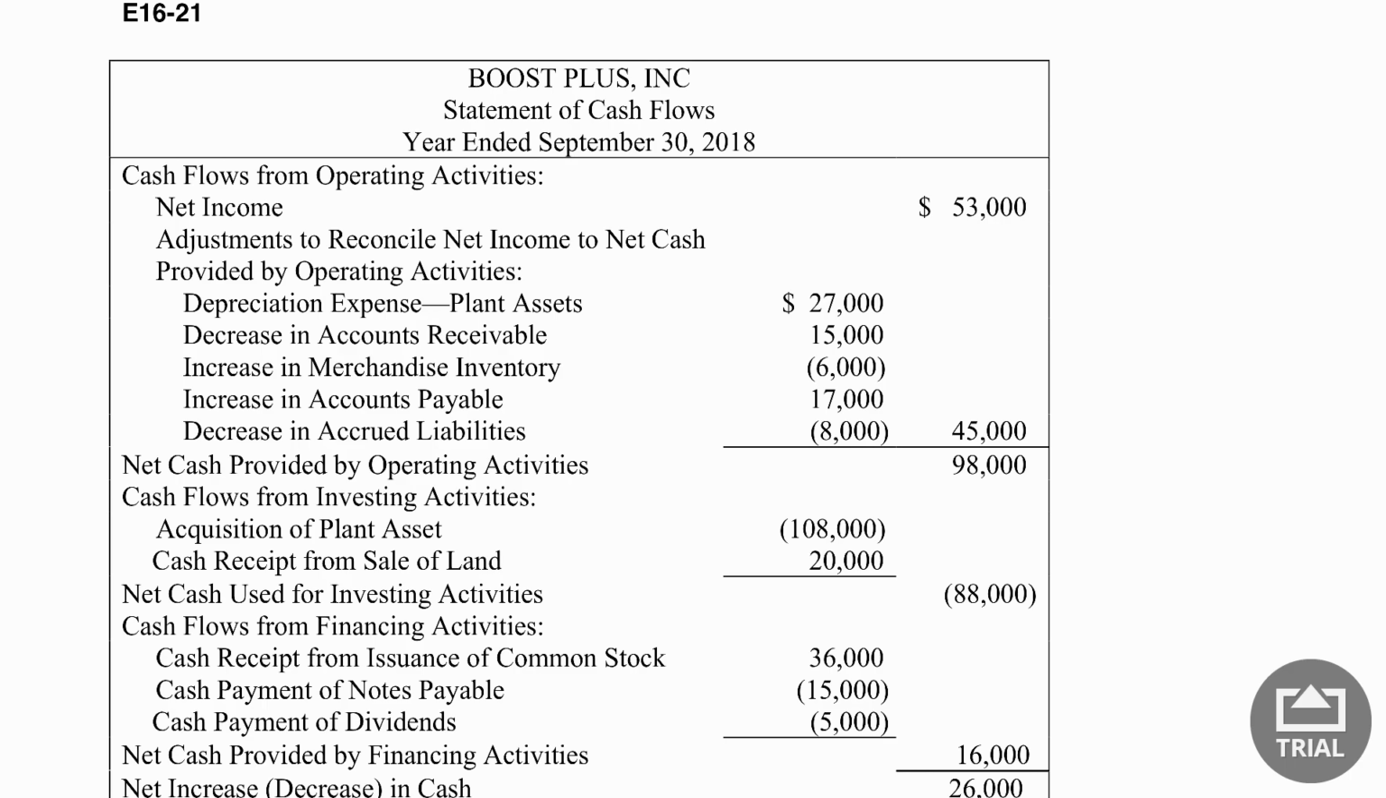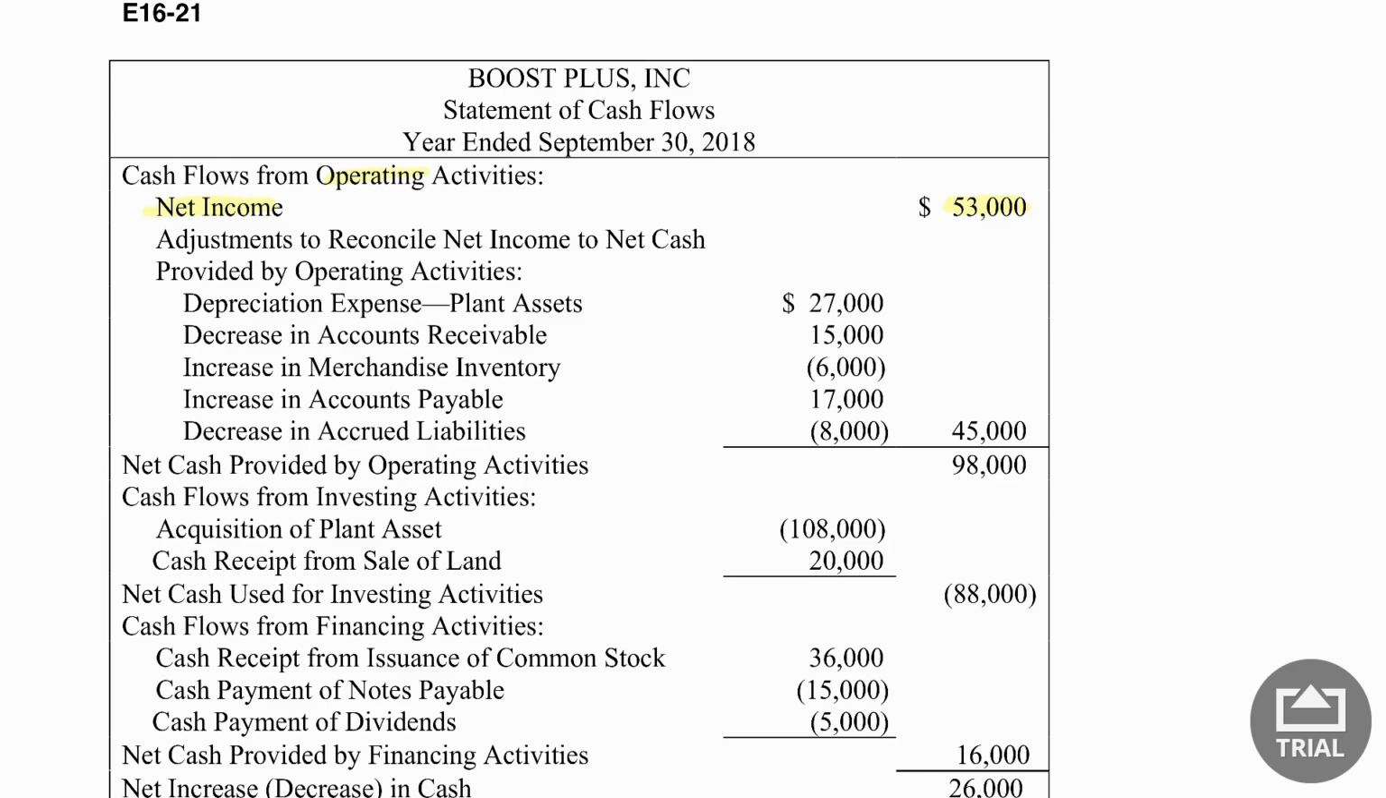Once I've looked through and I see what I'm working with, let's start with our steps for our operating activities. And we know the first thing we always need is net income. Well, they gave me an income statement, so that's an easy place to find net income. My net income was $53,000.